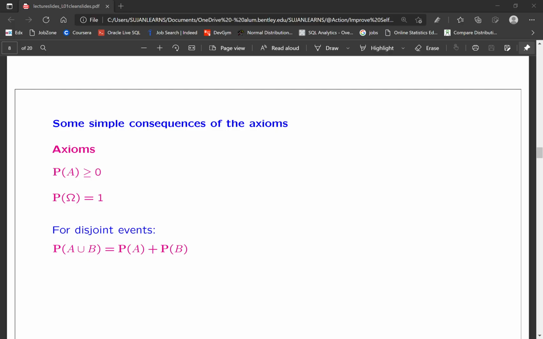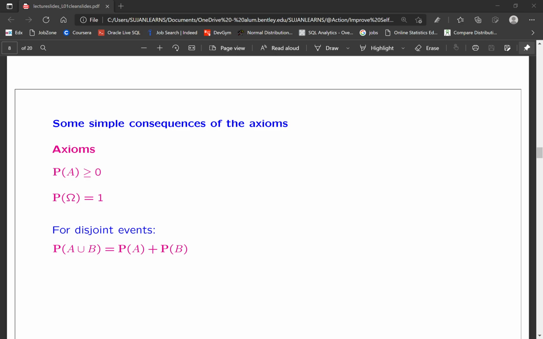Welcome back. Today I'll be talking about some consequences of the axioms. So last time we discussed axioms for probability, uniform probability laws. Now today we'll talk about consequences of those axioms.